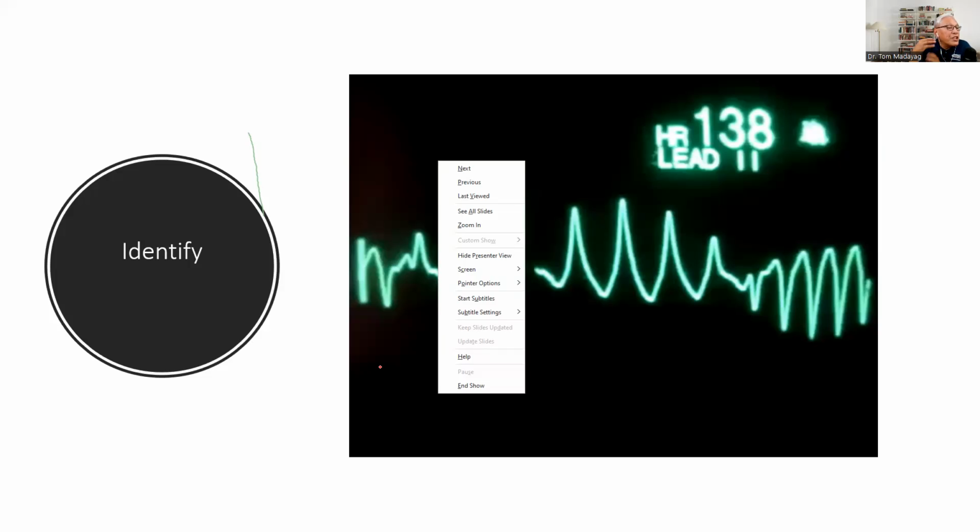Well, if it's torsades de pointes, you need to defibrillate. It's not going to be cardioversion. In this type of ventricular tachycardia, it's got to be defibrillation. Why is that? Okay, let's discuss why that is.